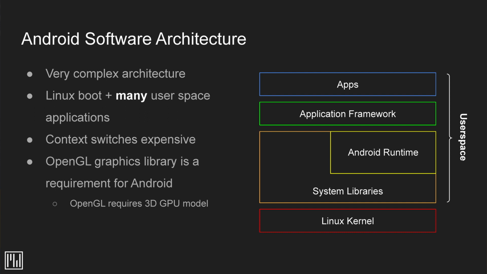In addition, you also need graphics to run Android because you want to look at the output, right? You want to see the screen, you want to interact with it, you want to test your applications. So you also need output, and this requires OpenGL. OpenGL is a graphics library that you need. And that means in your simulator to run Android, you also need a 3D capable GPU model. And that also has to be very fast.